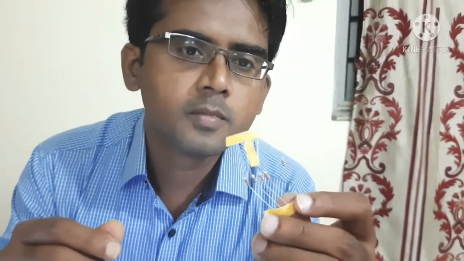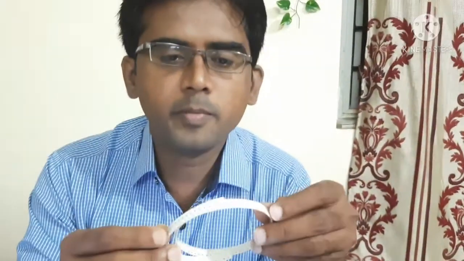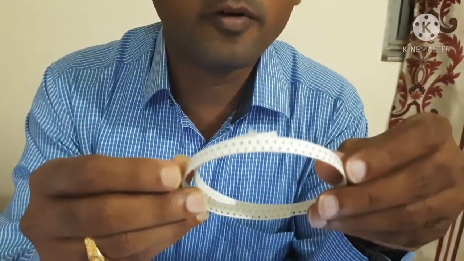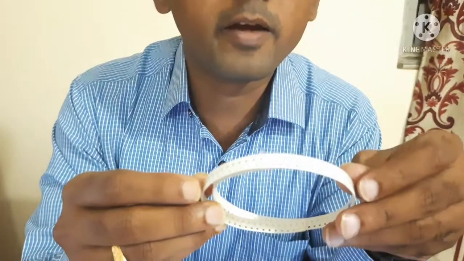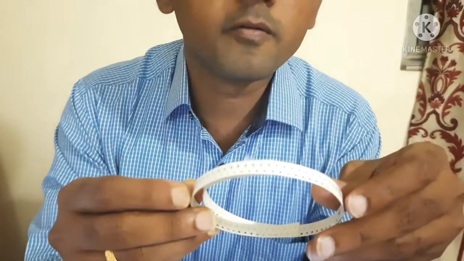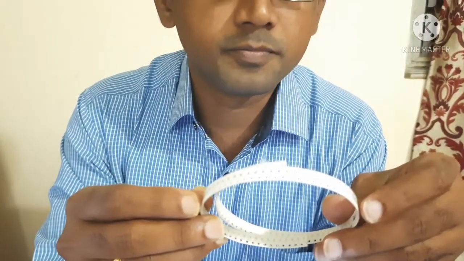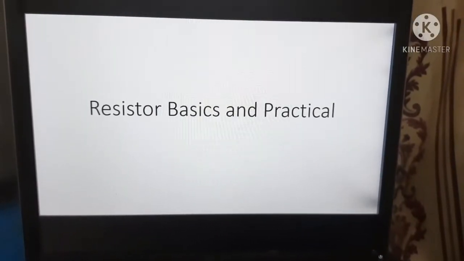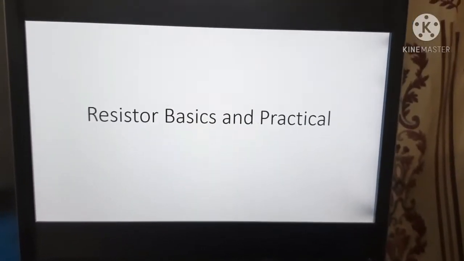You can see this is a through hole resistor, and now in industries we are going to use SMD. This is surface mount devices 0402 package. There are various packages. These resistors will be used in industries. We'll learn about resistor basics and we'll do some practicals on that.